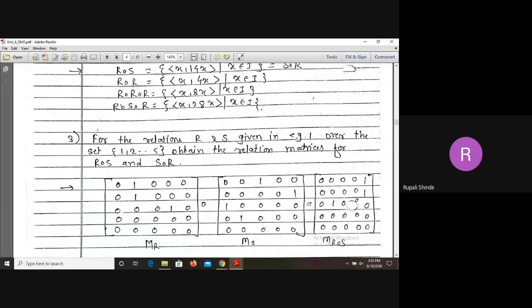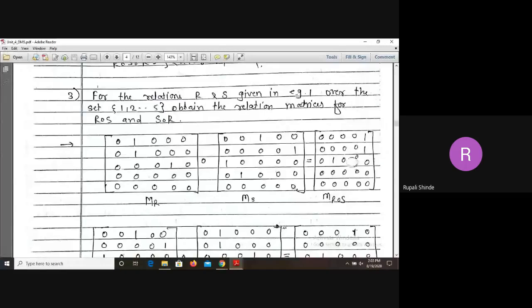So likewise, now consider second row 0, 1, 0, 0, 0 and first column 0, 0, 1, 0, 0. So you will get value as 0 only. Then second row, second column, again it is 0. Then second row, third column 0. Then second row, fourth column 0 and second row, last column it is 1. So likewise you have to perform matrix multiplication. So you will get matrix for R composition S.